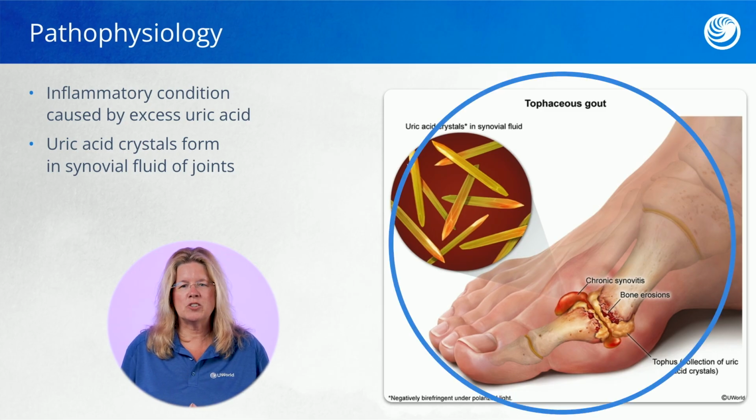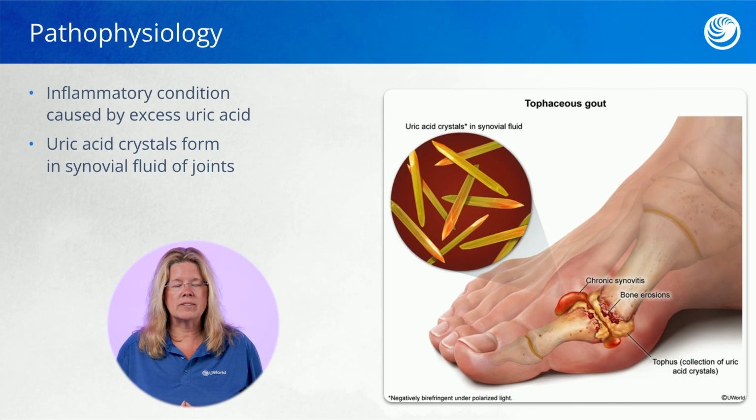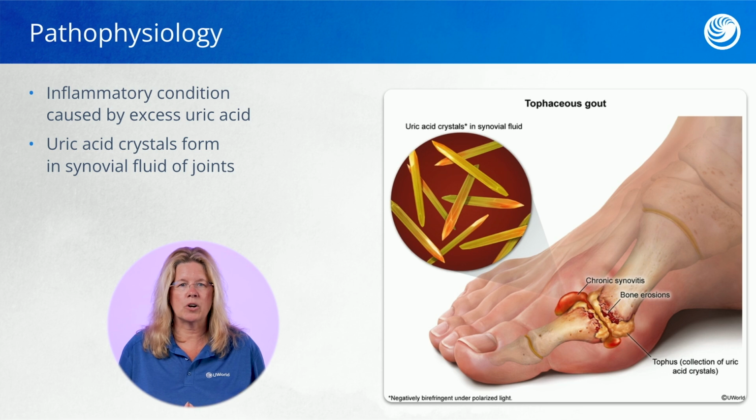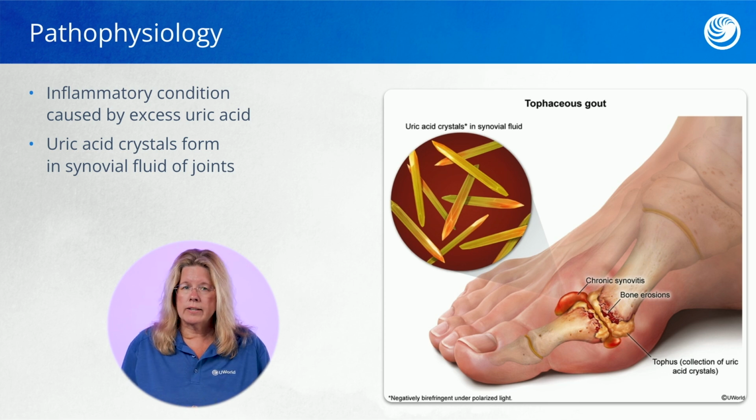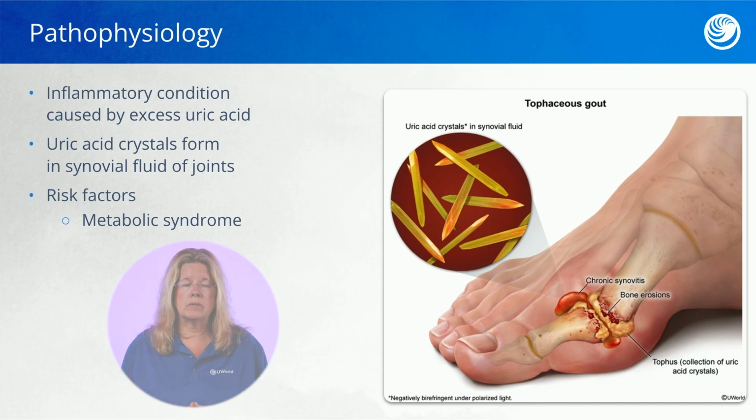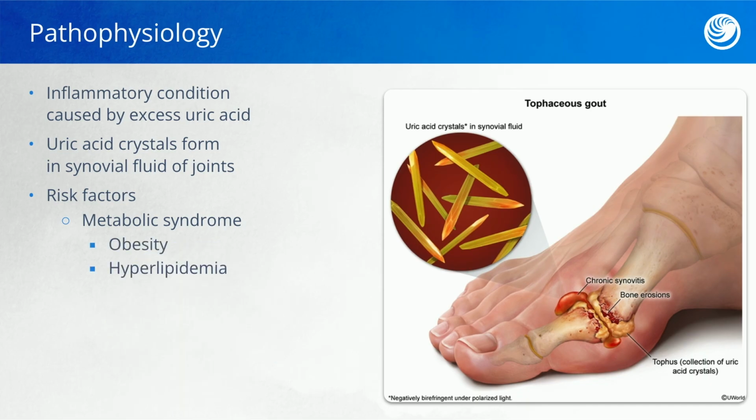As our illustration shows, the great toe is a common place for gout to occur. There are clients who will be at risk for developing gout. Those with metabolic syndrome, such as obesity, hyperlipidemia, and diabetes mellitus. These clients have a higher level of uric acid in their bloodstream. They also have a more difficult time excreting the uric acid from their kidneys.